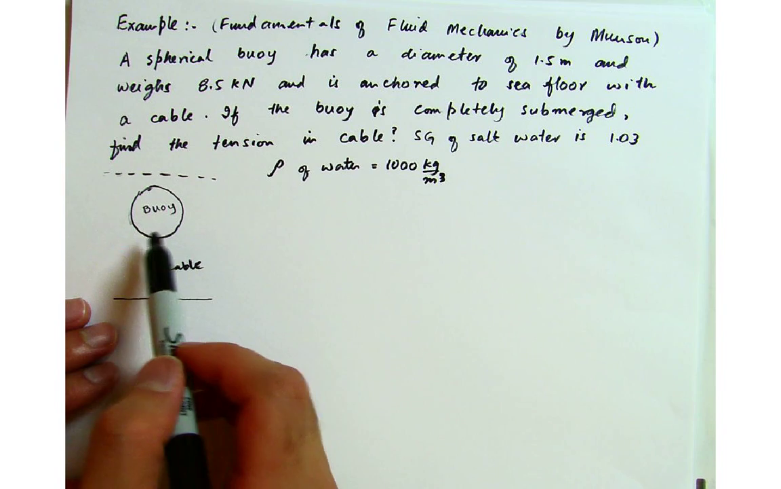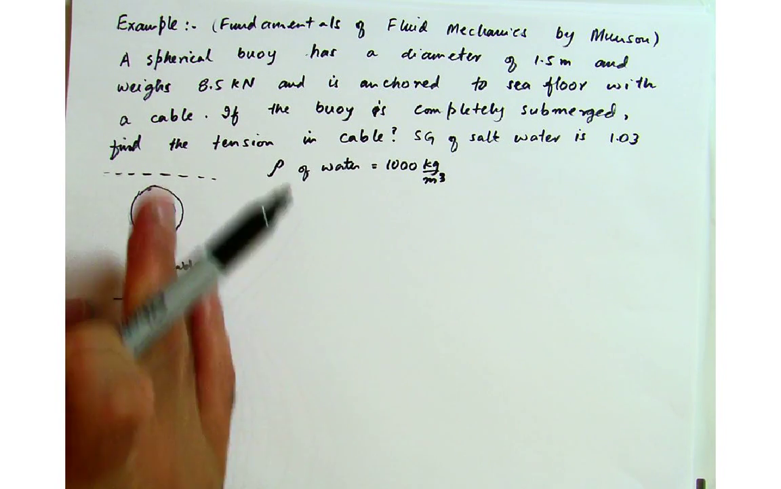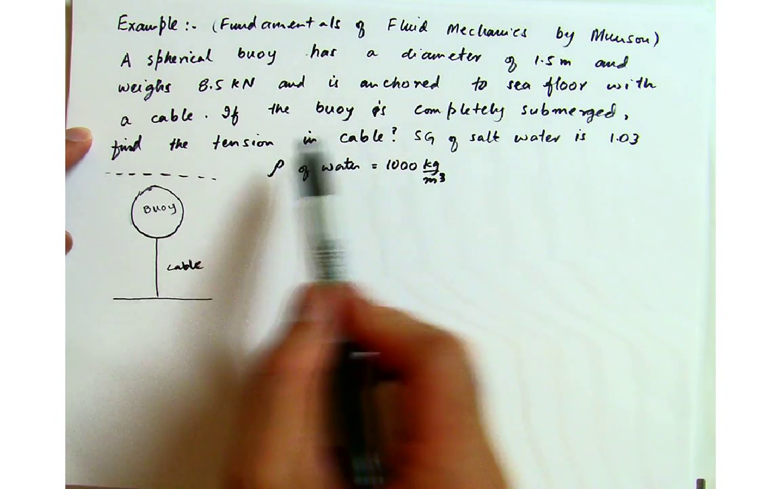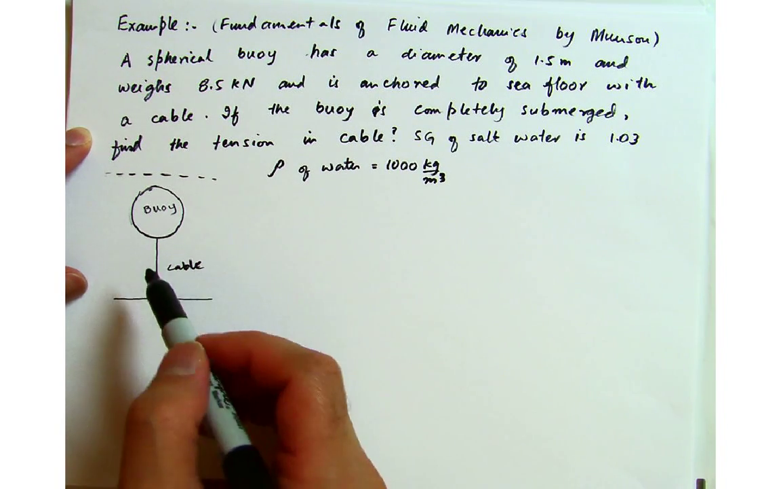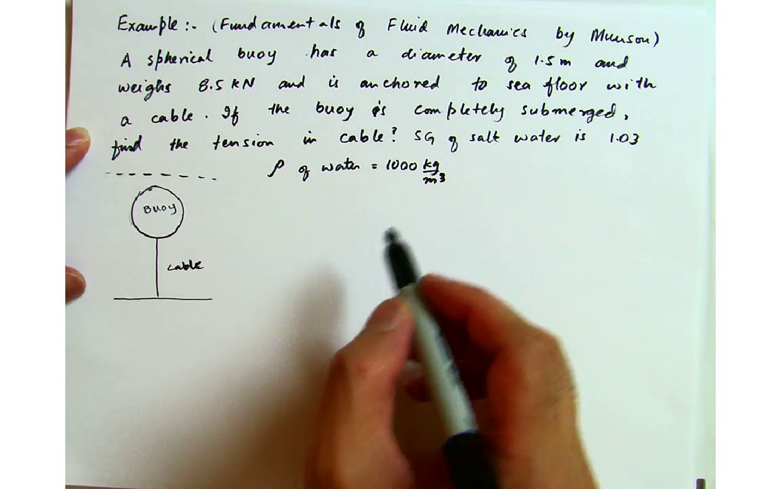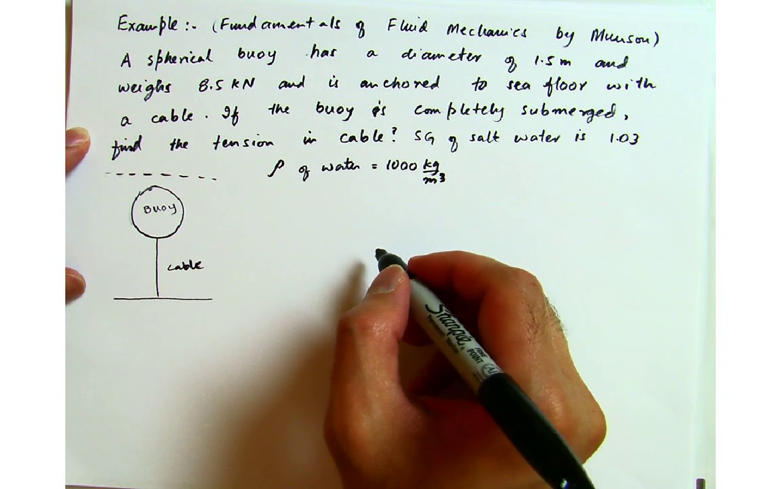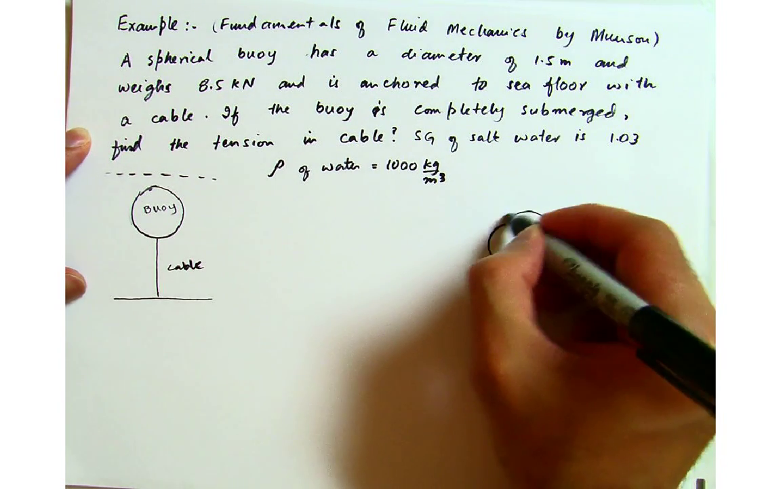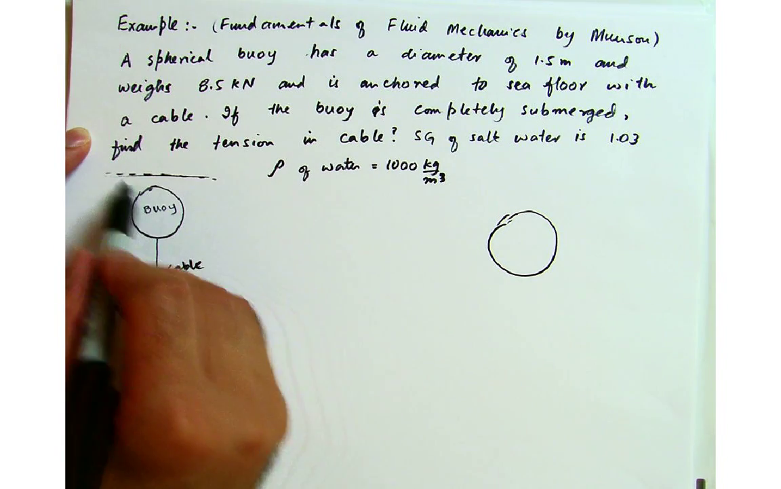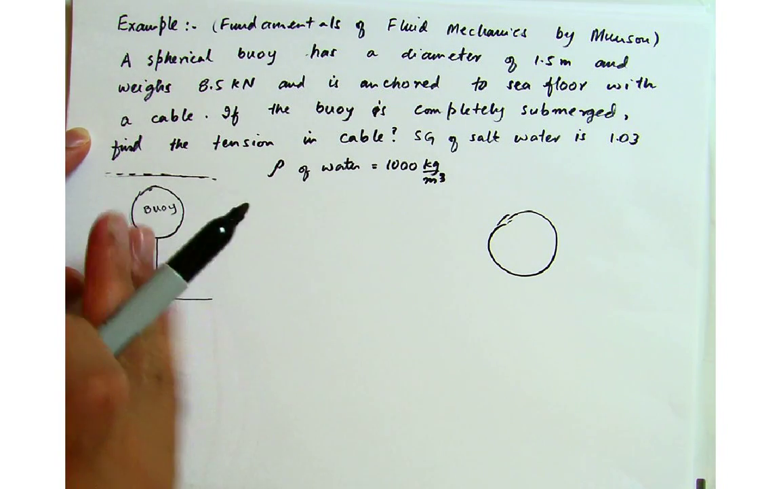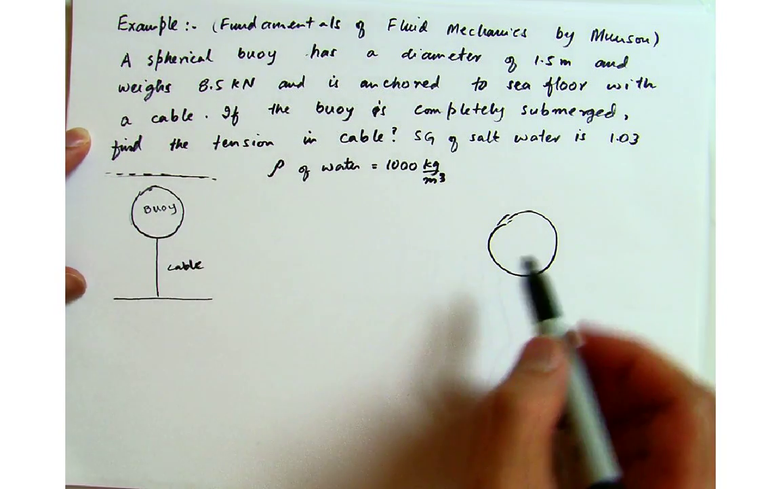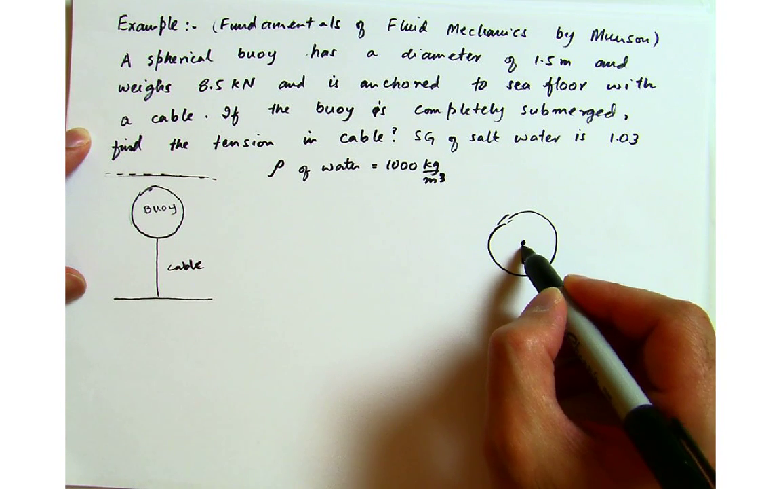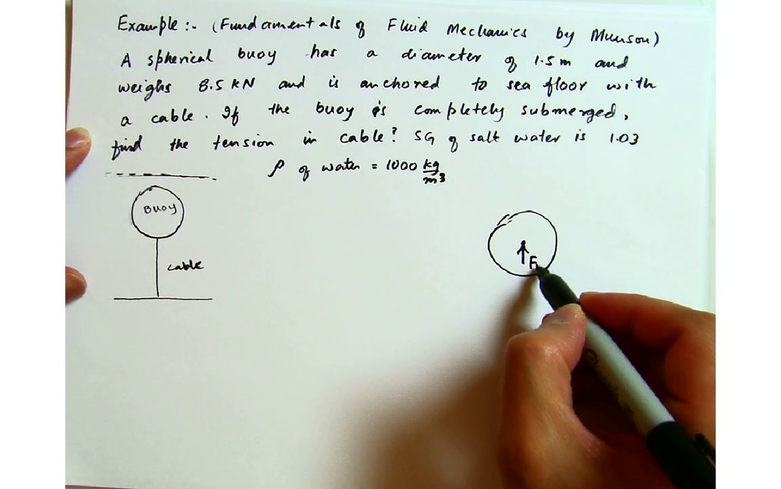Alright, so we have this buoy that we want to find out what the tension in the cable is. So tension in this cable. To solve this problem, I actually have to draw a free body diagram. So I'm going to look at this buoy here, which is completely inside the fluid, and that's why there is a buoyancy force acting in this direction, which should be at the centroid of this geometry. So that's where our buoyancy force is acting.